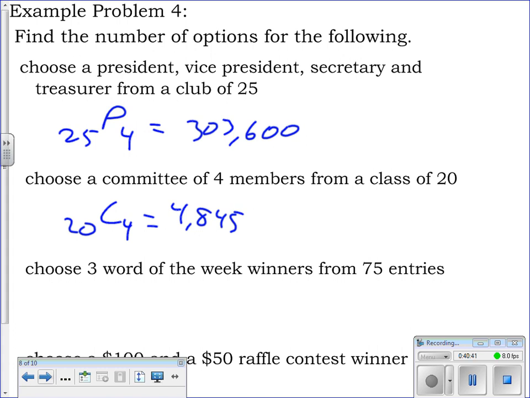How do you tell if it's a permutation or a combination? Does order matter or not? Combination, order doesn't matter. It's a committee. Does it matter who I pick first? No, they're all going to have equal power. I just pull four names out of a hat. President, Vice President, Secretary, and Treasurer, order matters because they have different roles.